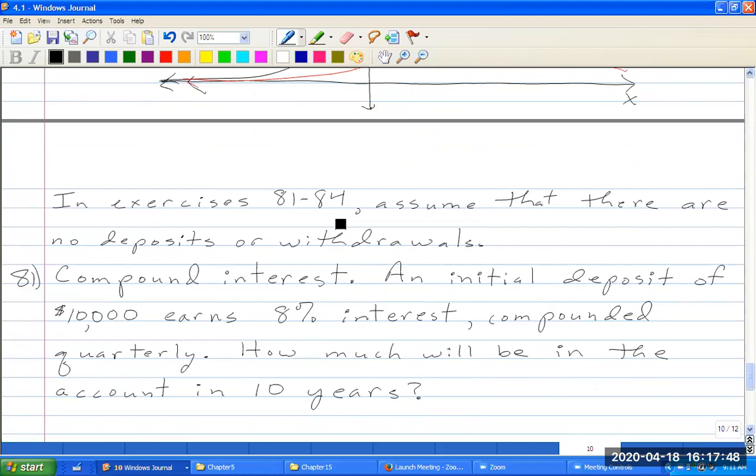Let me do problem number 81. In exercises 81 through 84.